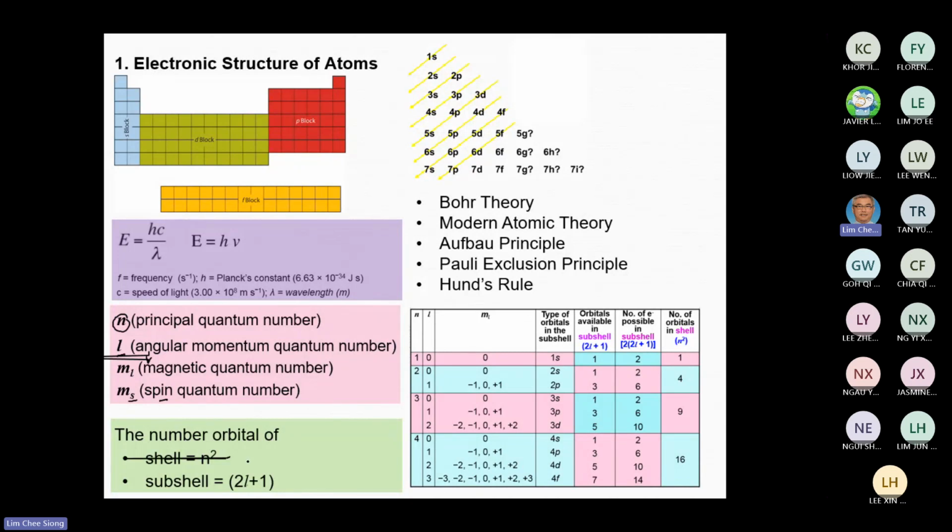Remember the two formulas used to calculate either the orbital or the number of electrons. Then afterward, we're using some of the concepts, for example, Bohr, modern, Aufbau, Pauli, and Hund's rules, so that we are able to discuss them one by one.